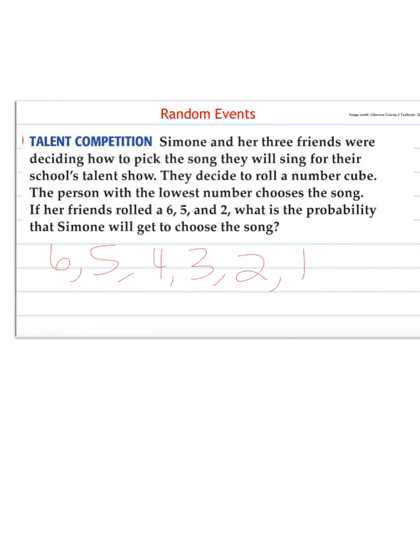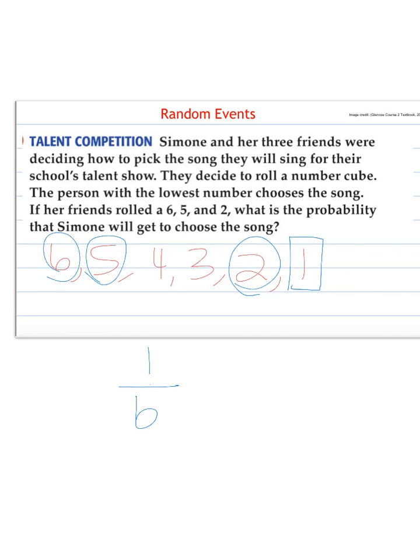Okay. So one of our friends rolled a 6. Next friend rolled a 5, and the next friend rolled a 2. So in order for Simone to be able to pick the song, she needs to get a number lower than those. And the only number that is lower is 1.